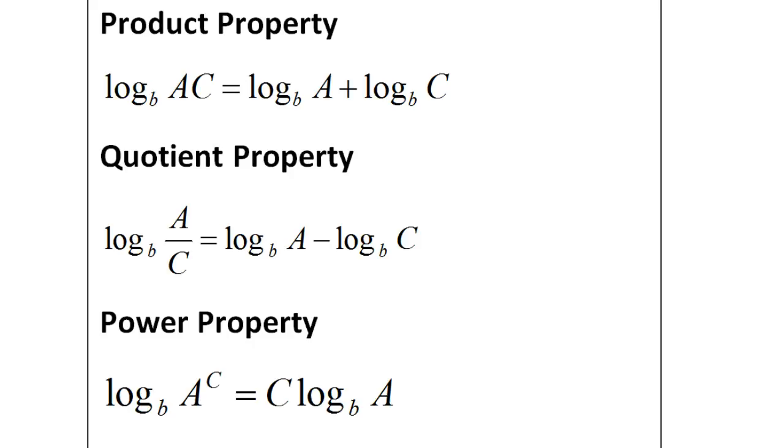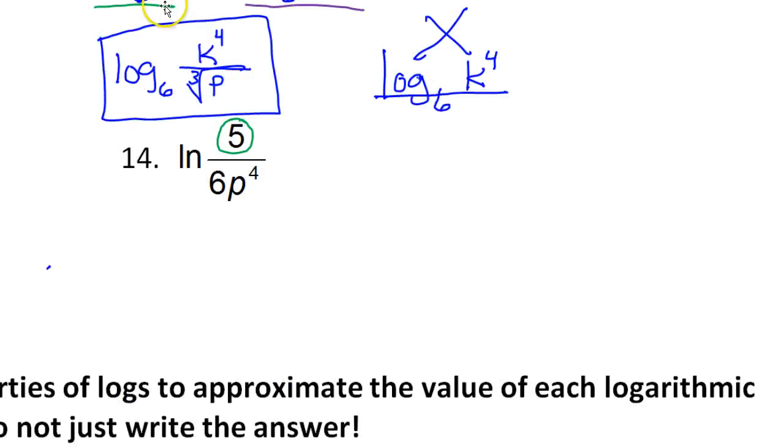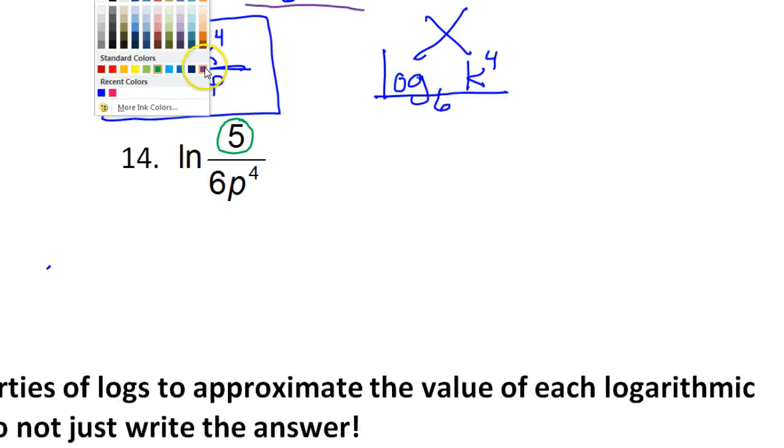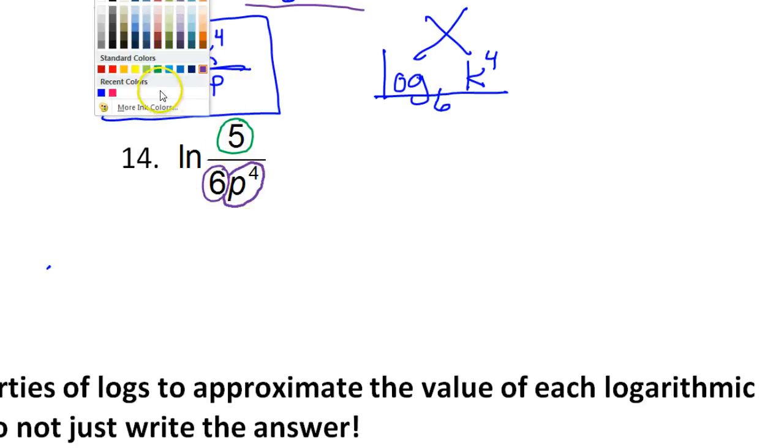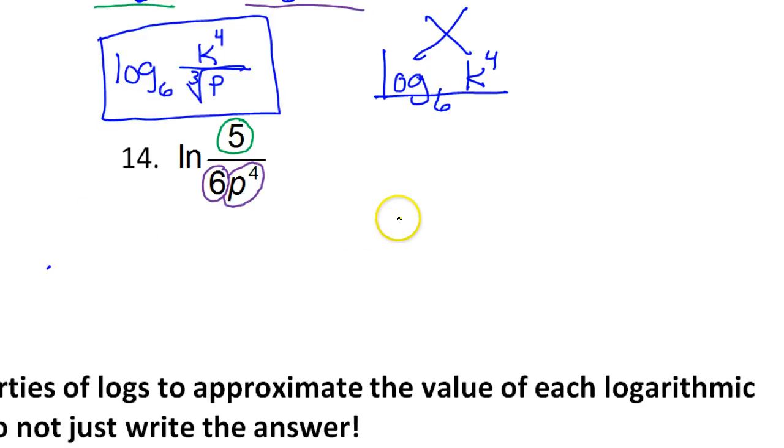Okay, so observe. I've got that 5 in the numerator, but then I've got these 2 things in the denominator. So this green thing's going to be positive, and these 2 purple ones will be negative. If you look at it that way, you can do it all in one shot.